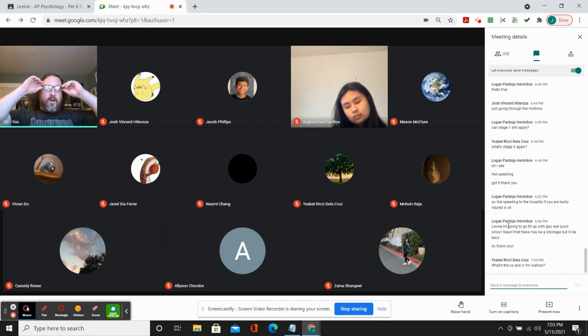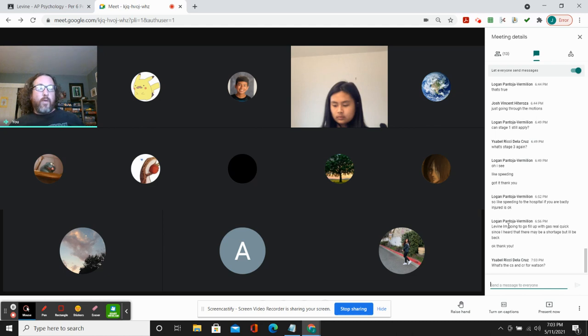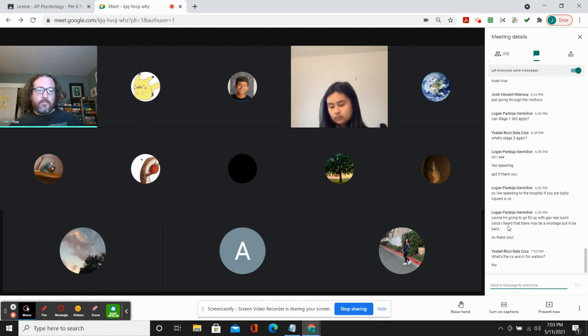The CS and CR for Watson, the conditioned stimulus would be the rat, the touch of the rat. And the CR would be the fear from the white rat. You're welcome.